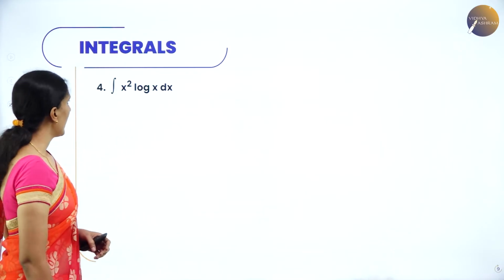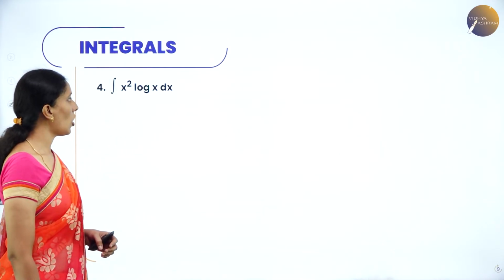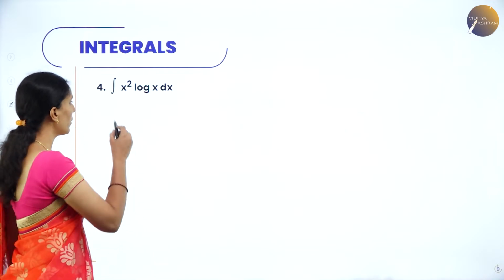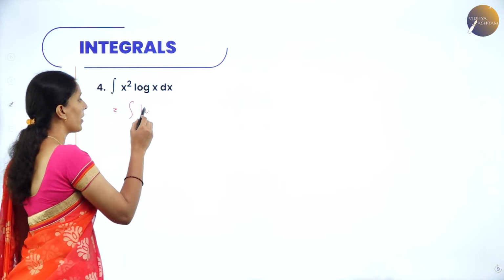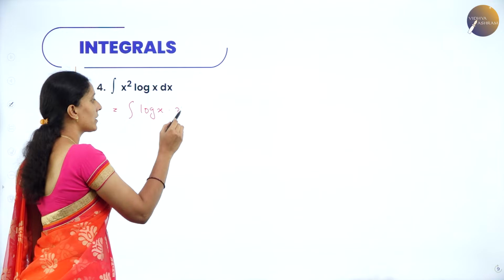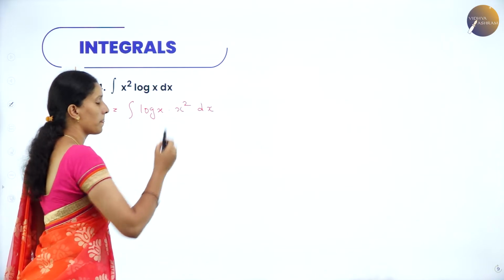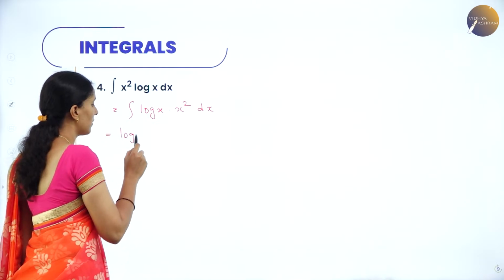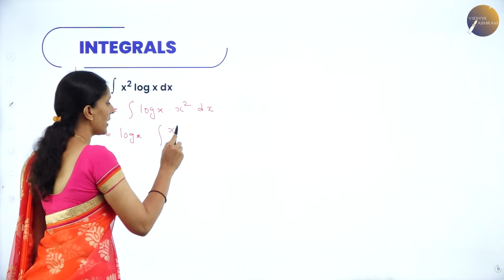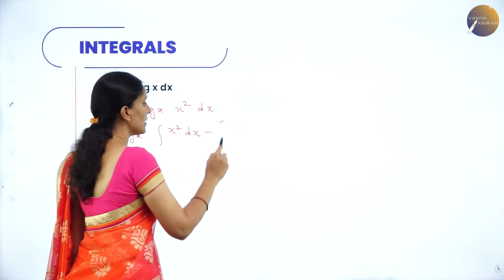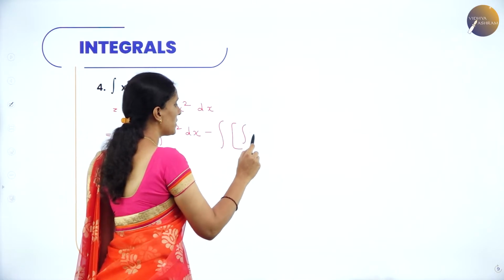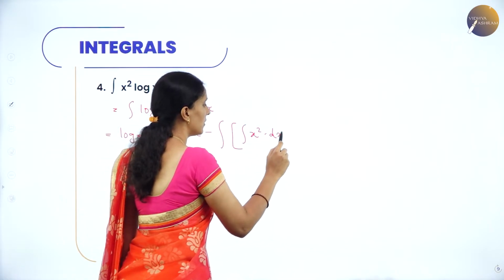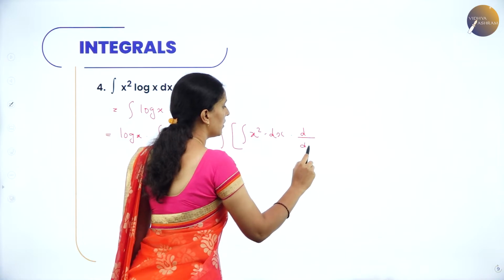Next we have x square into log x dx. Again we are going to choose it in the form of log x into x square dx. So let us apply the rule. First function, integral of second minus integral of second into derivative of first function.